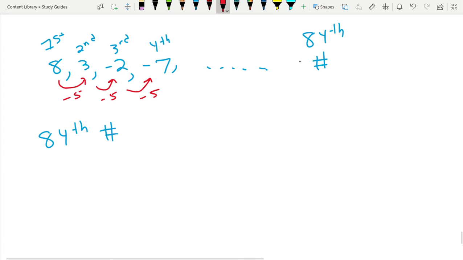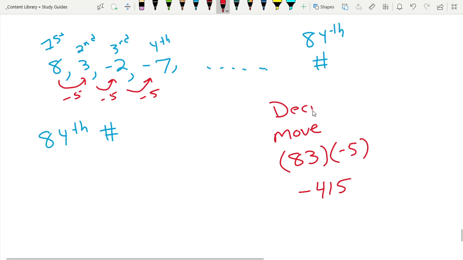So if I'm trying to get to the 84th number, if I start at the first and I have to make it to the 84th, that means I have to move over 83 times to get there, because I'm starting on the first. Just like if I wanted to get to the 4th number, I have to move over 1, 2, 3 times. So to get to the 84th number, I move 83 times. Well, each time I'm moving, I'm decreasing by 5. So I'm going to figure out how much I have decreased by. So I do 83 times negative 5, which is negative 415. That's my decrease amount from where I started.